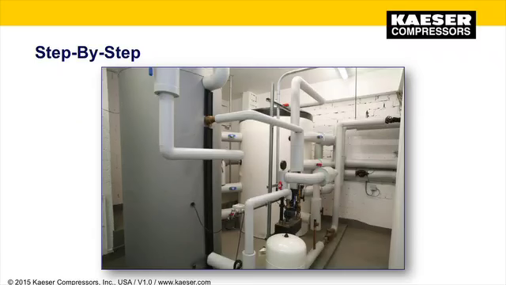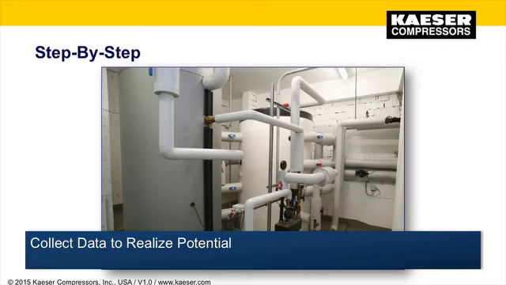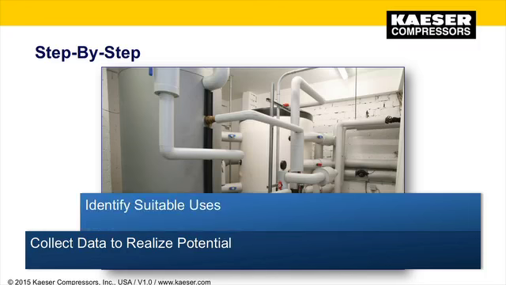Here are some steps as a roadmap to heat recovery. Step 1. Collect data to realize the potential. You make an analysis of the heat medium, the temperature levels and differentials, the volume flow rate, the specific heat capacity of your media, the hours of operation, the continuity of the heat source, and structural conditions. Step 2. Identify suitable uses like space heating, process heating, water heating, drying, etc.